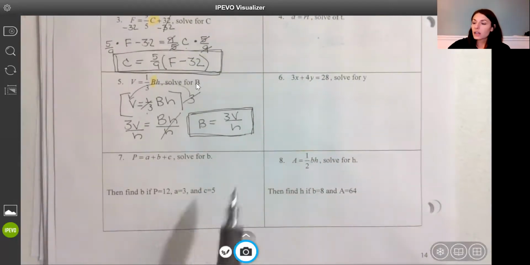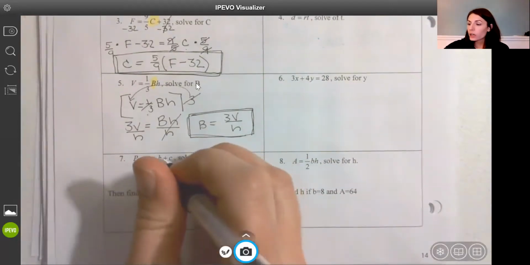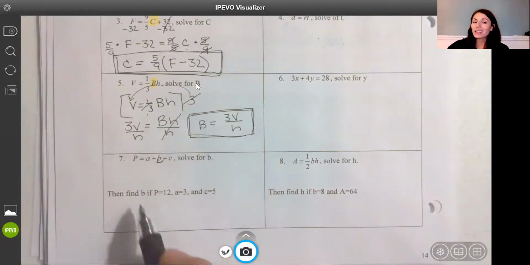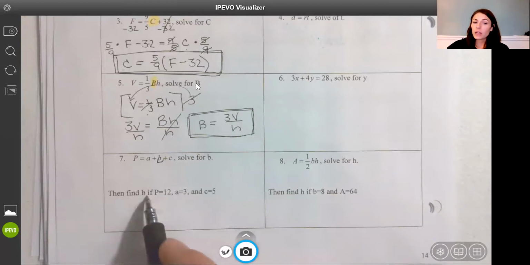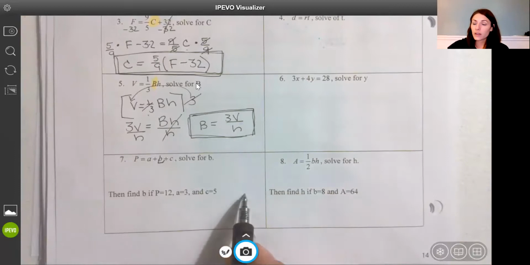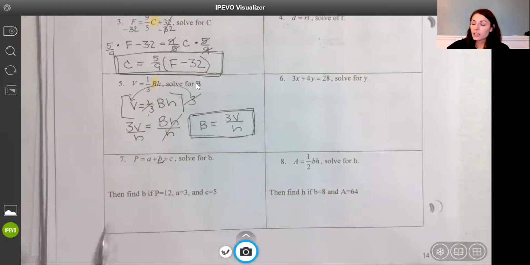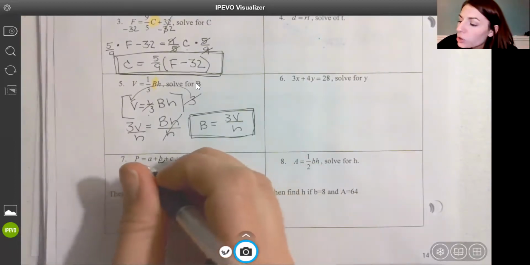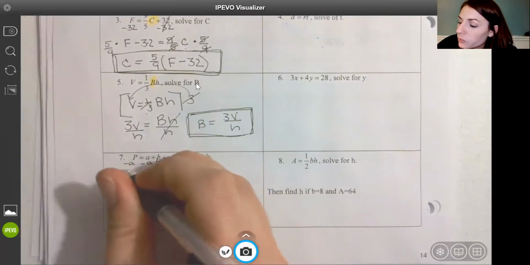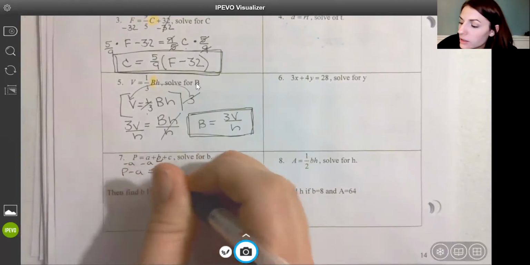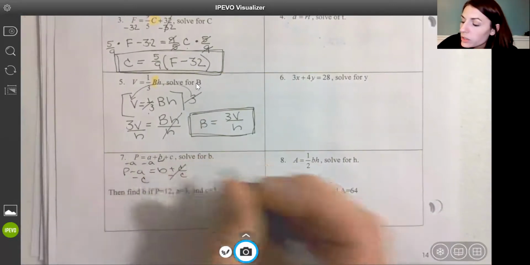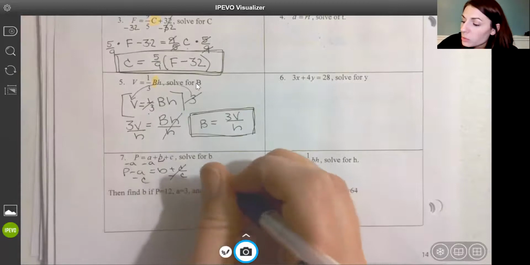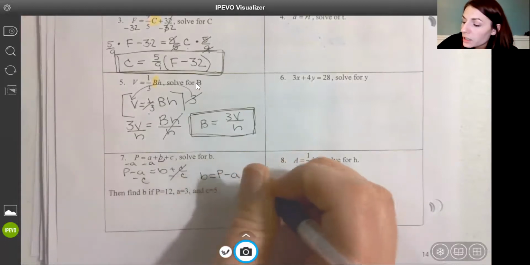On 7, it asks me to isolate for b, and then it gives a follow-up question. So it's saying isolate for b and then find what b would be if p is 12, a is 3, and c is 5. So first, I'm going to isolate b by subtracting a from both sides, and then subtracting c from both sides. So I know b equals p, subtract a, subtract c.